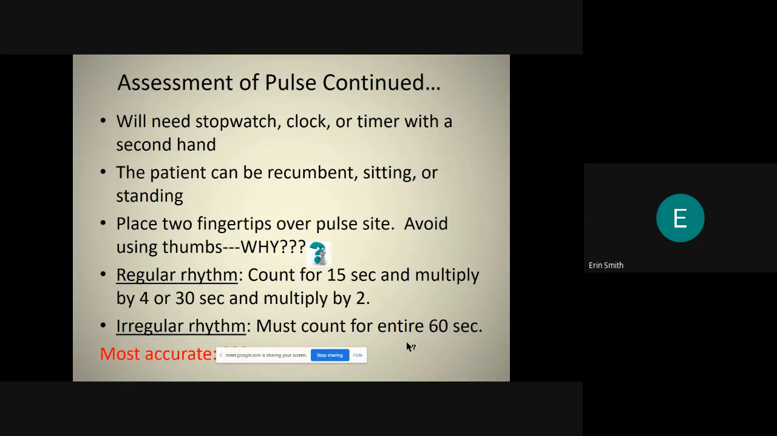And does anybody have any idea why that would be? Give you a couple of minutes to think about why you wouldn't want to use your thumb to measure a patient's pulse.